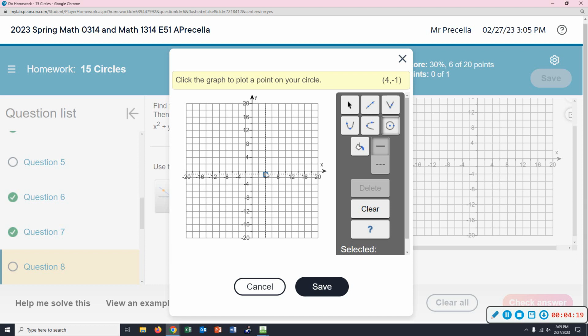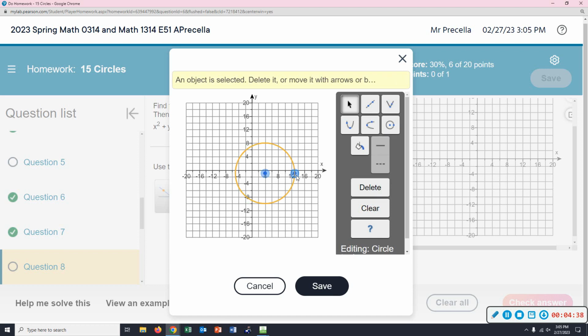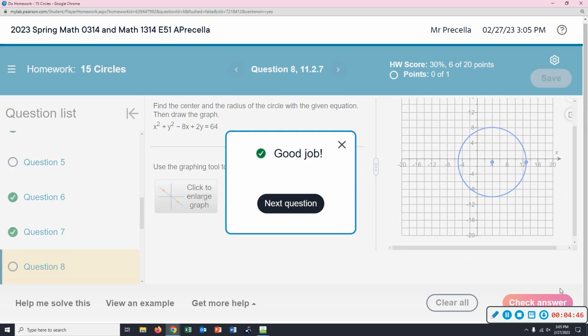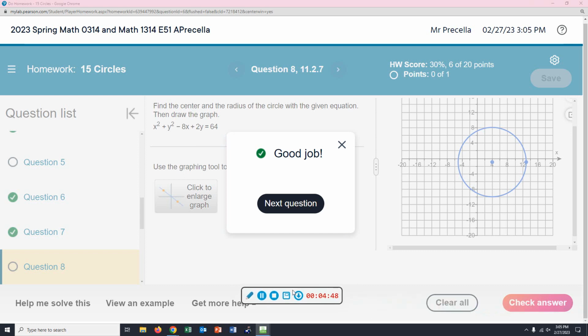And now we're going to have to count up, down, left, or right 9 units. How about we count to the right 9 units? 4 plus 9, that would be 13. Is that it? Yes, click it, save it to transfer it to the original graph, and check answer. There's quite a few of these like this, so you'll get the hang of it.